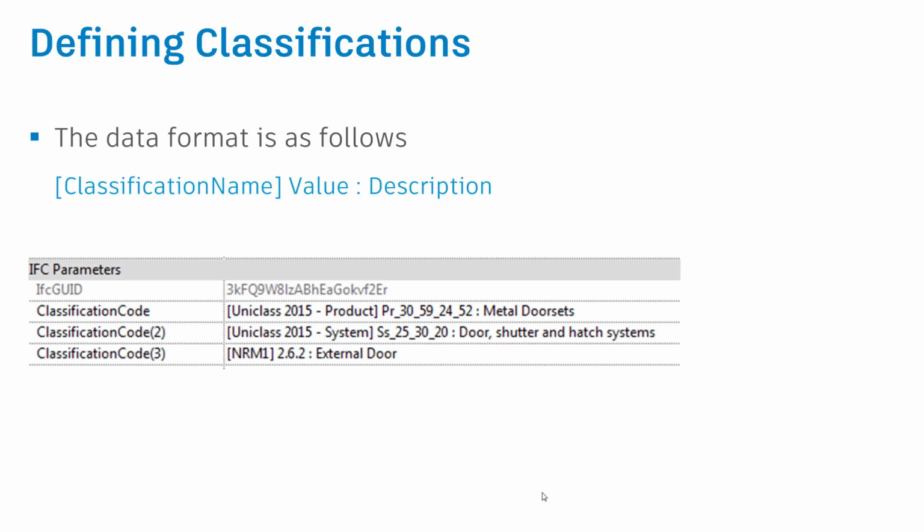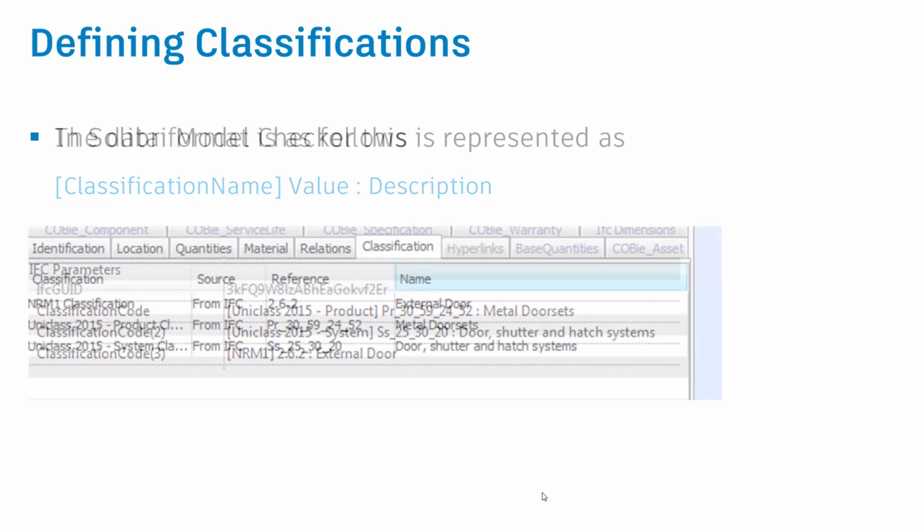So we're using this format. It's classification name in square brackets, then the value space, and then a colon space, and then your description. It doesn't matter whether you've got spaces in your description or anything. It just looks at the format.